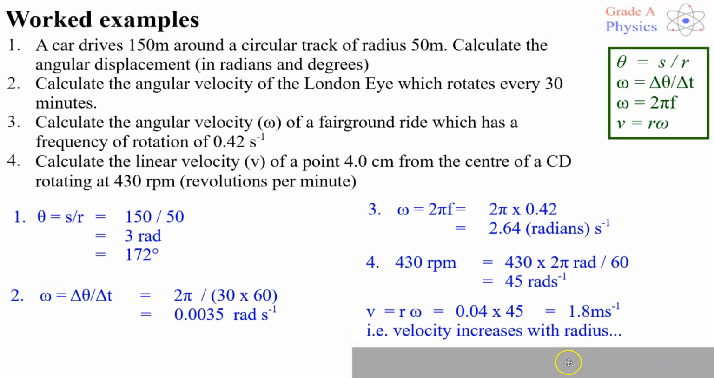And as we would expect, the velocity will increase with the radius. So even though the RPM, the angular frequency, stays constant, as you move further outwards from the center, the velocity will increase in proportion to the radius.